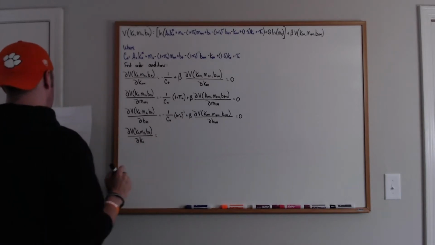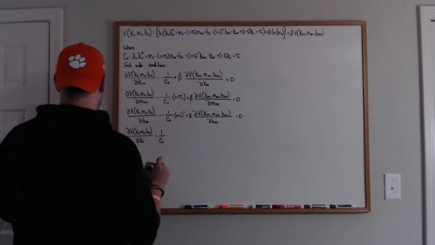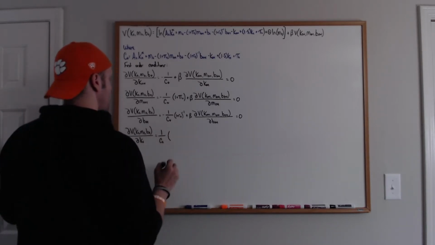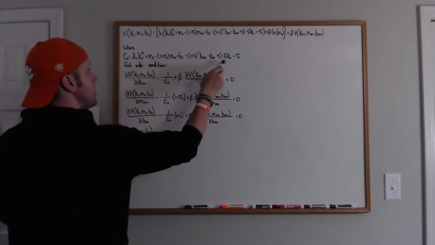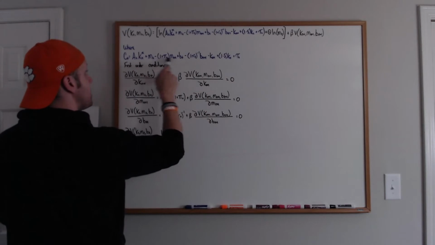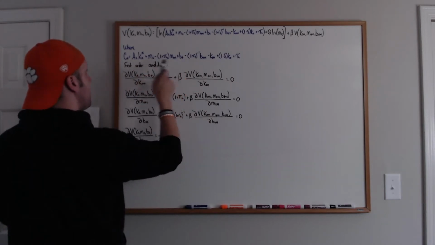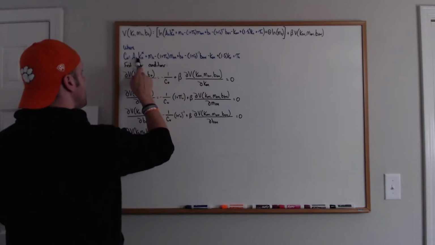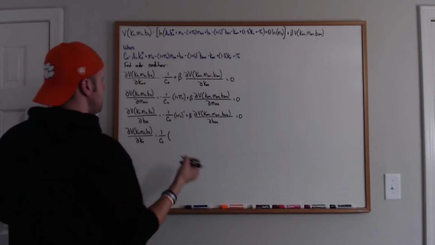All right, what do I get with this? Well, I get 1 over consumption times, well, what is the derivative of the inside? Ct is a function of this stuff. What's the derivative of that with respect to kt? Well, how many kts do I have? I've got this in production, and then I've got the existing capital stock.